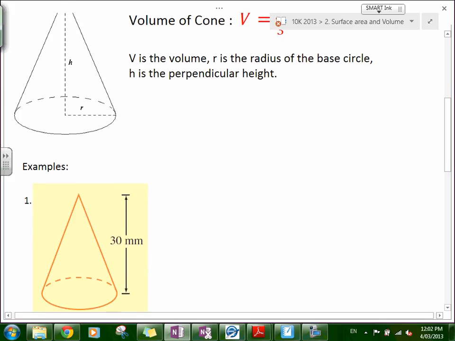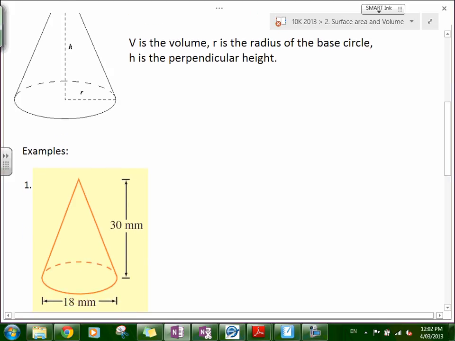So here we have a cone, the height is 30 millimeters, and the diameter is 18. What's the radius? Chris, what's the radius of this circle? 9. Good. So R is equal to 9.